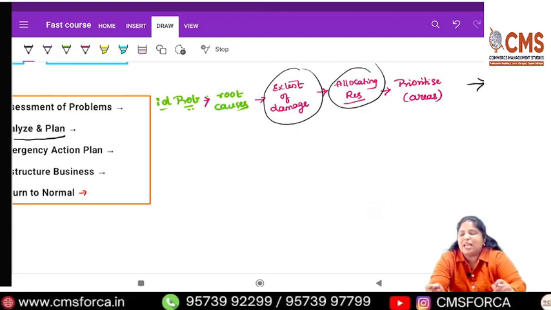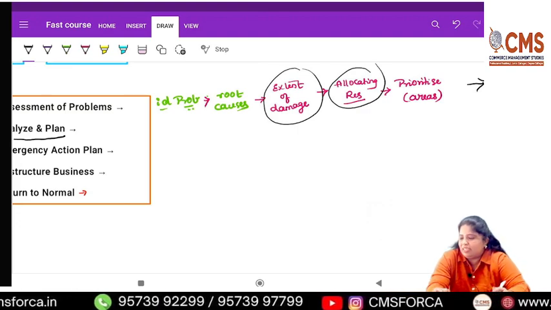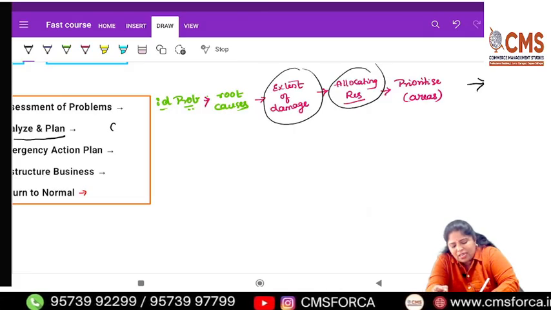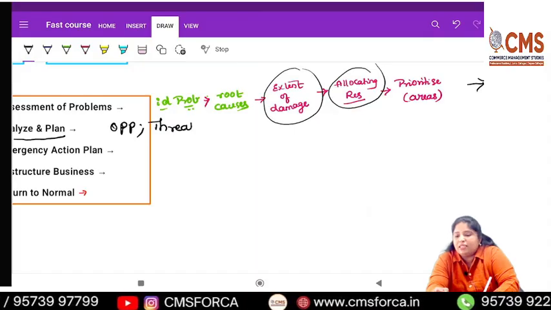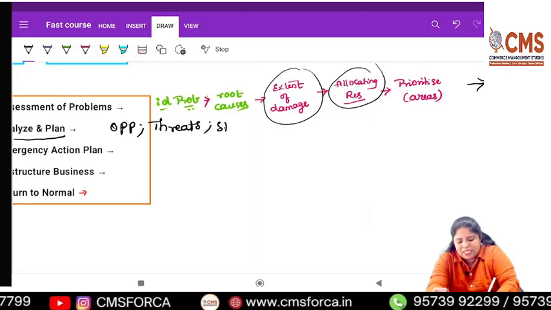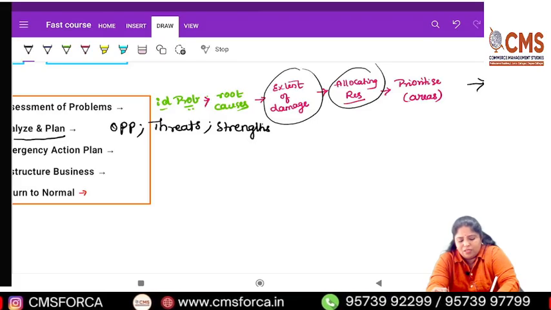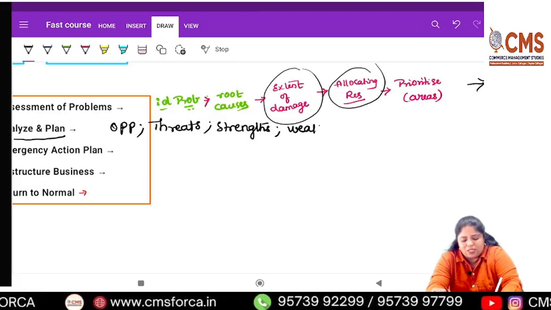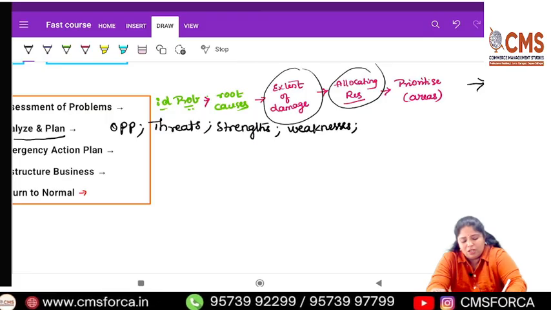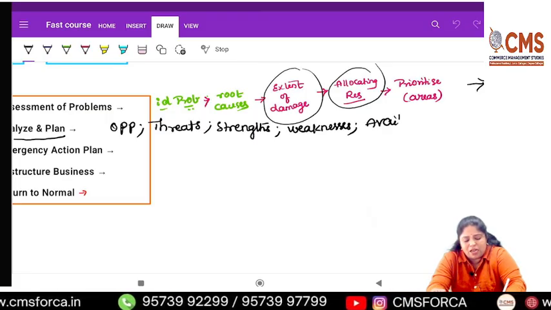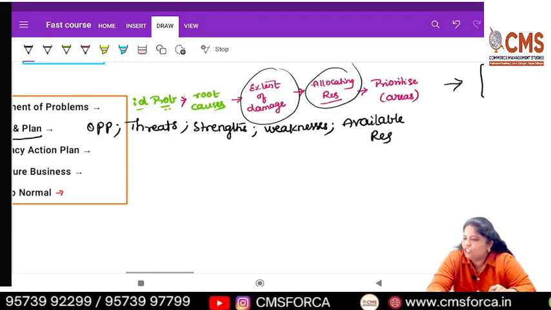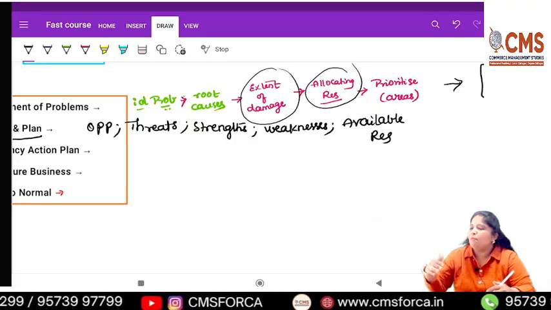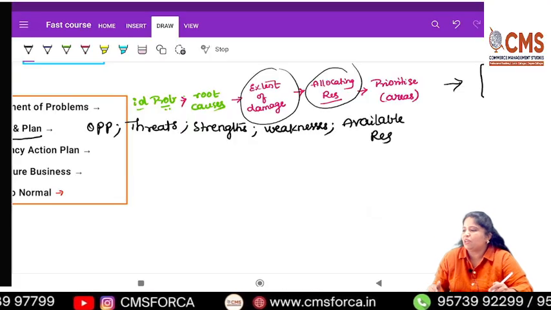Now, analyze and plan. What do you actually analyze? We are going to analyze opportunities, threats, existing strengths, and we are going to analyze the weaknesses in the organization. We are going to analyze the available resources. What resources are actually available? Because you can't plan for a massive change without having proper resources.